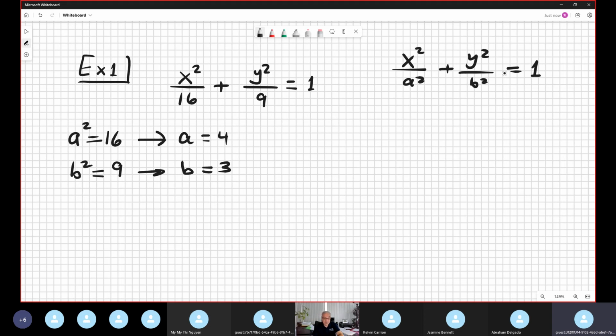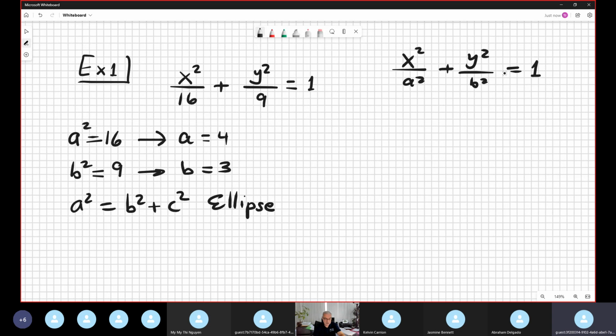Another important parameter is c, the focal distance. To find c, we use this formula: a squared is equal to b squared plus c squared. This formula is particular only to the ellipse. When you study the hyperbola, we see a, b, c again, but with a different meaning and a different formula. So the student gets confused: Oh, professor, I use a. No, this is for the ellipse, a squared.